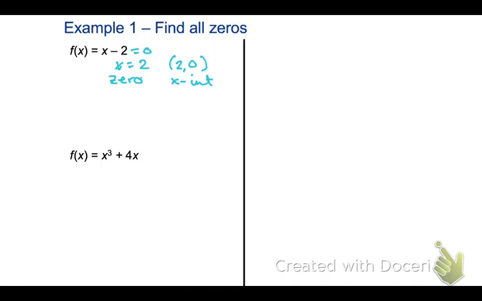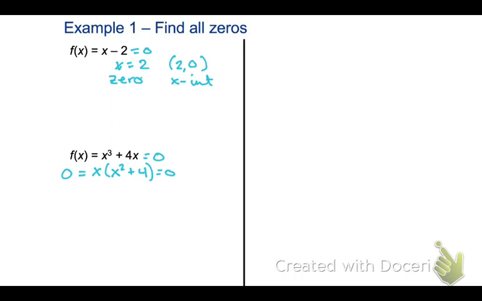f of x equals x cubed plus 4x. Set it equal to 0. Can you factor? Yes, I can factor out an x. If that was a minus, I'd say x plus 2, x minus 2, right? But it's not a minus, it's a plus. So at this point, we're just going to set it equal to 0 again, right?